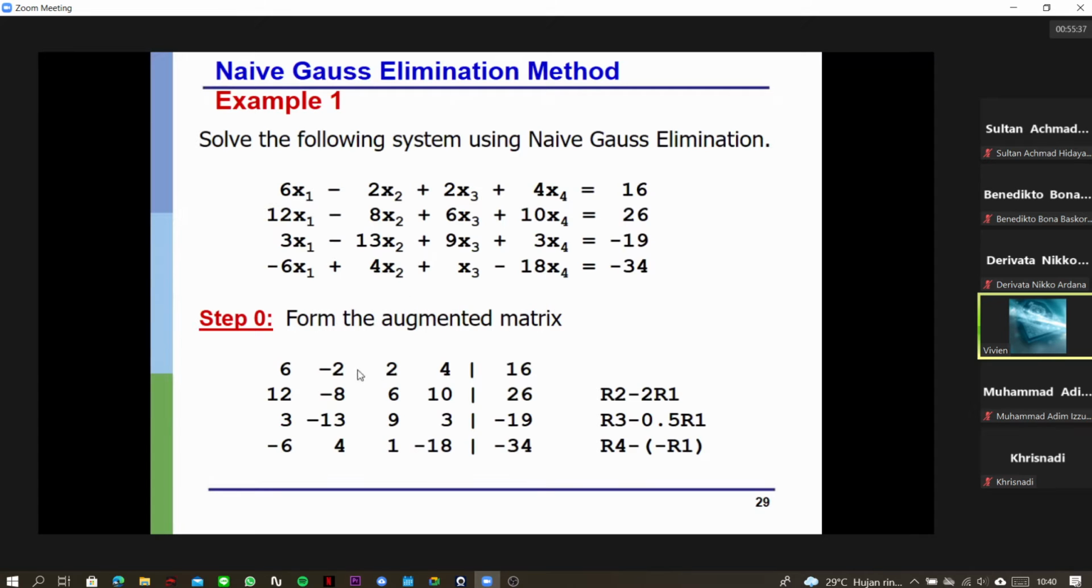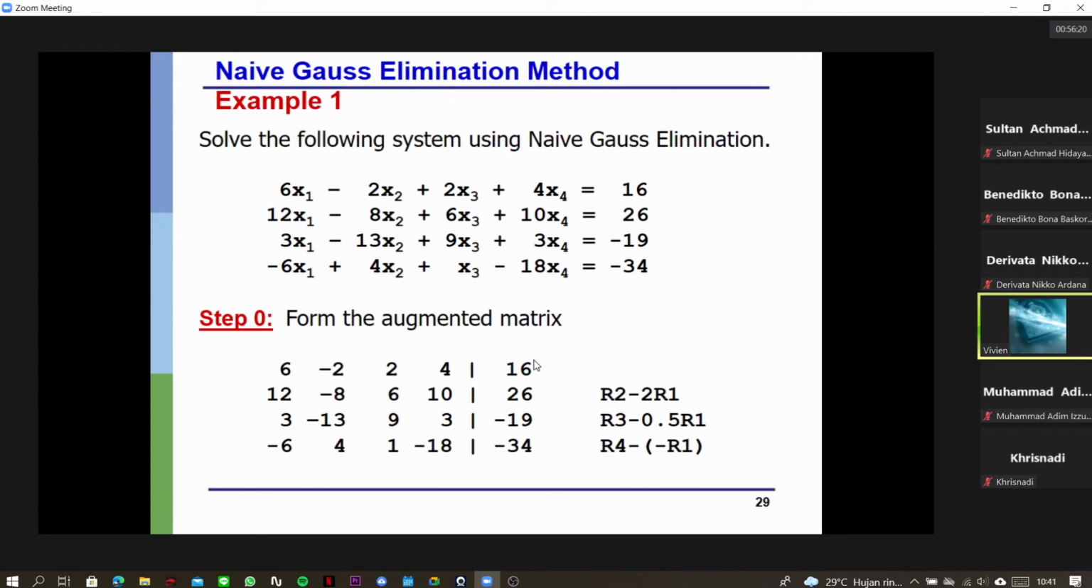Here we can write it down as a matrix. We have 6, minus 2, 2 and 4, and the right hand side is 16. Then the second row is taken from the second equation: 12, minus 8, 6, and 10, and the right hand side is 26. The third row: 3, minus 13, 9, 3, and minus 19. And the last row is minus 6, 4, 1, minus 18, and minus 34.